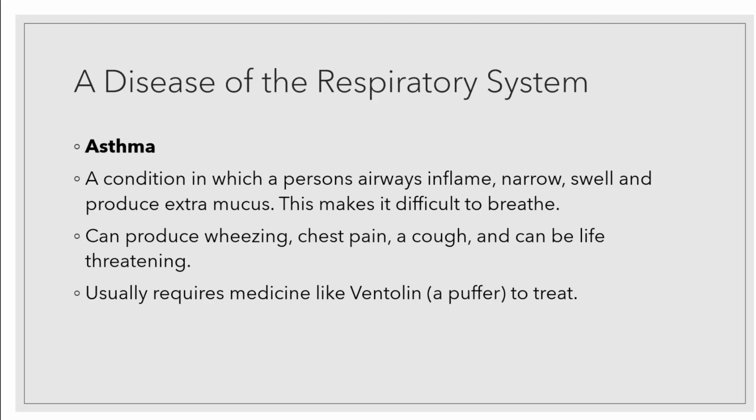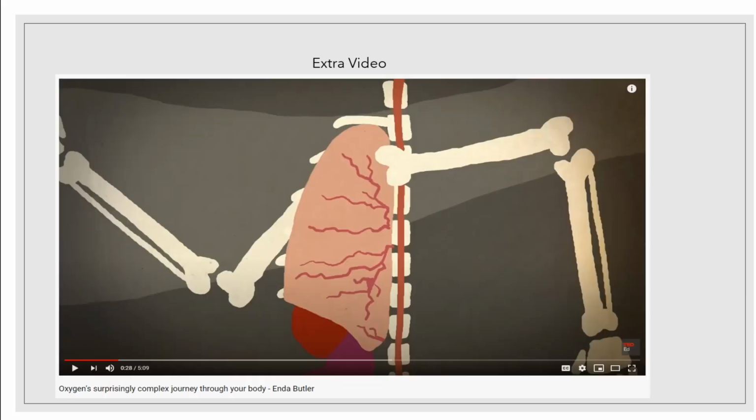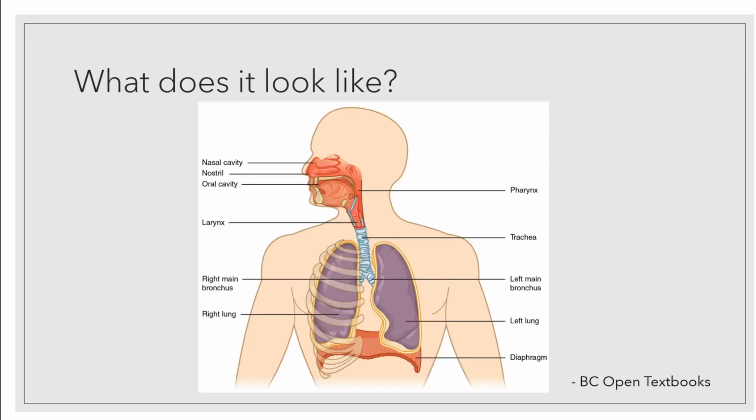Having an asthma attack is really, really scary if you don't have an inhaler. It can produce wheezing, chest pain, a cough, and it can be life-threatening for people that aren't quite able to handle it that well. It usually requires medicine like Ventolin, one of those puffers, to treat. But yeah, that's a brief overview of everything.